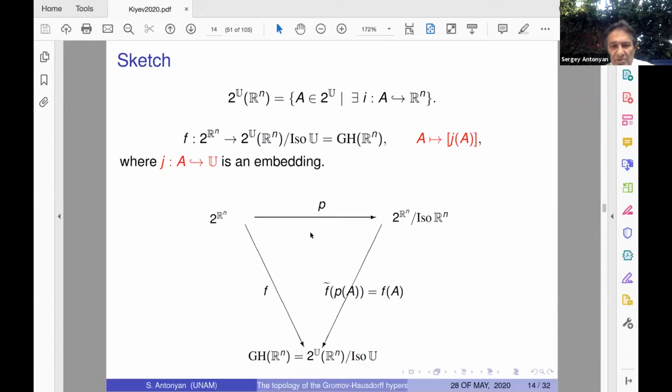Then we have this map F, and it is easy to see that this map F is constant on the orbits on Rn. On Rn, the isometry group is acting. So F is constant on the orbits, and then it gives rise to a continuous map from this orbit space to the Gromov-Hausdorff of a Euclidean space, and just this map is the desired homeomorphism, which is claimed in the theorem. Okay.